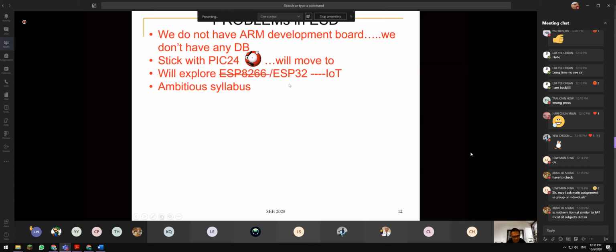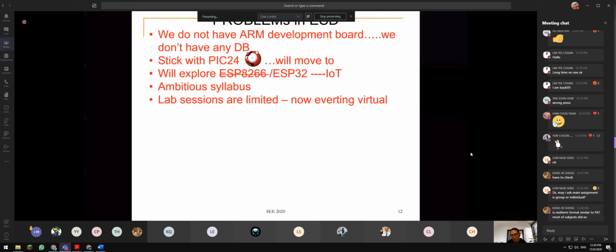The syllabus is very ambitious. Like the real-time operating system, we cover it within less than a few hours. That is not possible, but I try my best to dig out the important sections to let you know, and the remaining you have to explore yourself. The lab sections are unlimited, but I give more lab sections if the class doesn't clash with other subjects.